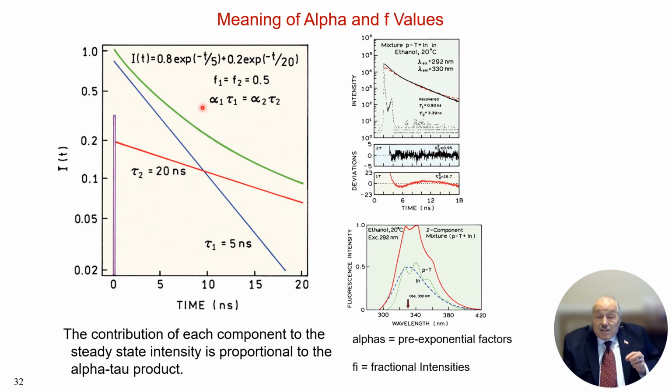The actual contribution of a component to the steady state spectrum is the area under the curve. It's the alpha tau product. So for this particular artificial intensity decay, the 5 nanosecond and the 20 nanosecond decay times have the same total contribution to the fluorescence. The only thing that's different is the lifetimes are different, but the area under the curves is the same.